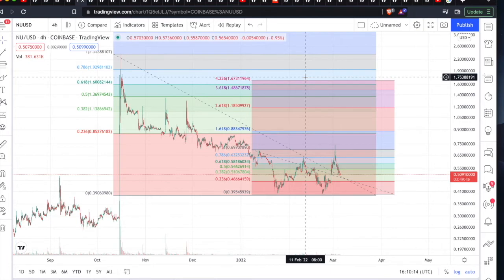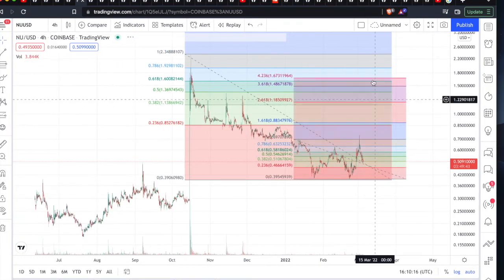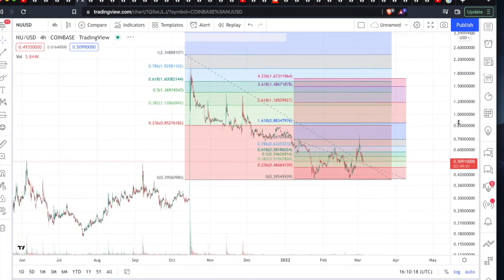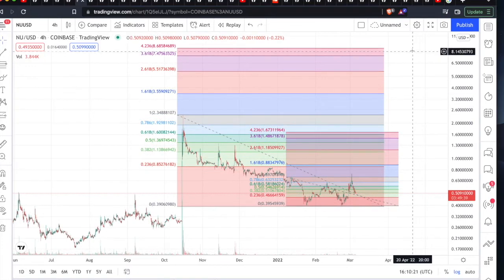I think then you'd have a pullback though. After that, it wouldn't just bust through there. You'd have a pullback before maybe working your way into these levels. So that's the same kind of setup that I've been talking about.